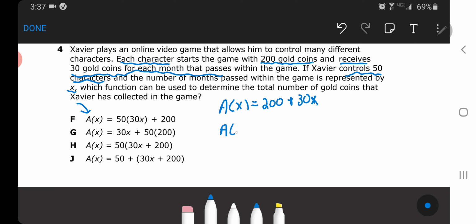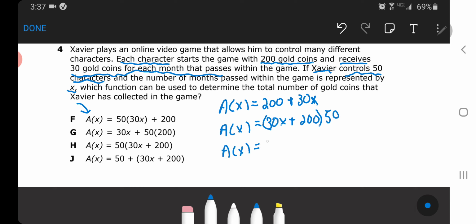Of course, let's rewrite this. Most people like it with the x terms up front. We write it like that. Okay, but that's for each character. We're trying to find Xavier. Remember, Xavier has 50 characters. So in order to do that, we're going to take how much each character gets. And of course, since he's got 50 of them, he's going to multiply what each character gets by 50. Okay, because once again, gold coins each character gets times the total amount of characters that he has.